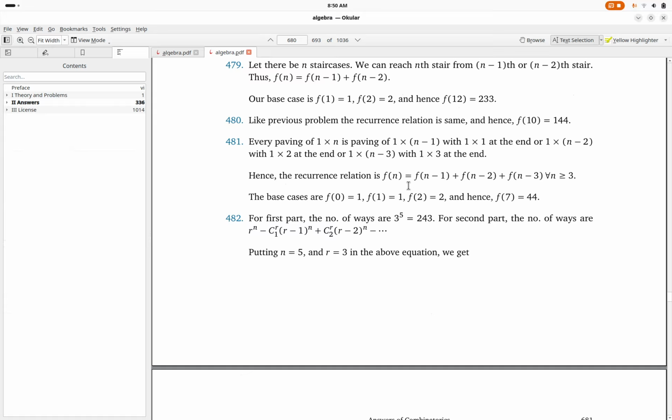So the recurrence relation which we have is Fn equals Fn minus 1 plus Fn minus 2 plus Fn minus 3, where n is greater than or equal to 3. Our base cases are F0 equals 1, F1 equals 1, F2 equals 2. So we get F7 equals 44. If you don't understand this question, please ask on the website. I will show you how we get this recurrence relation and the base cases. These are fairly trivial.